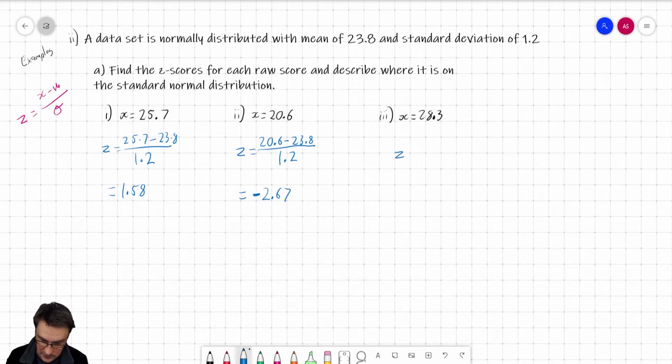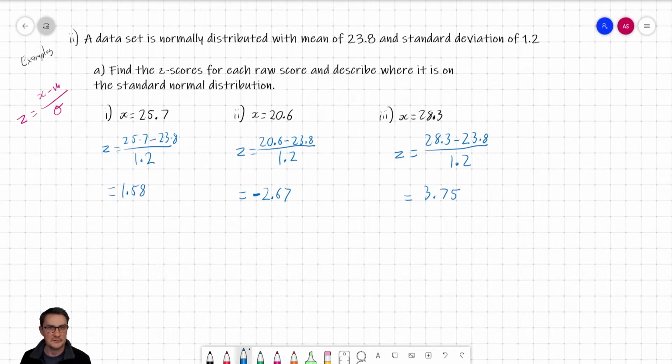And now we get to the third one here, and we've got 28.3. So that's minus the mean of 23.8, all over 1.2. When we work this one out and type it into our calculator, we get an answer of 3.75. Now for this last one, this is lying to the right of the mean. However, being 3.75, it's extremely unlikely that this is going to be a result, because given 99.7% of results lie between 3 standard deviations below the mean and 3 standard deviations above the mean, given this one is greater than that, the chance of it occurring is extremely unlikely and generally just not going to occur.